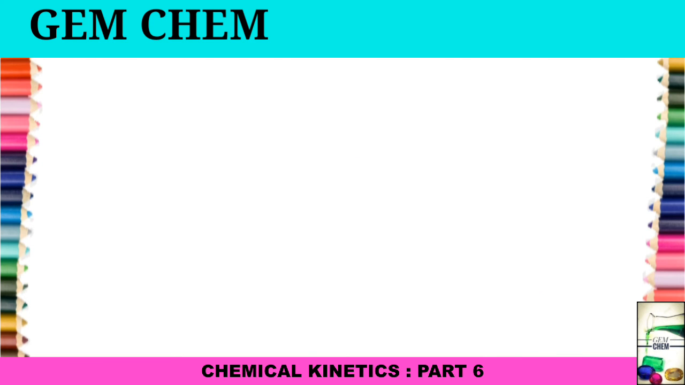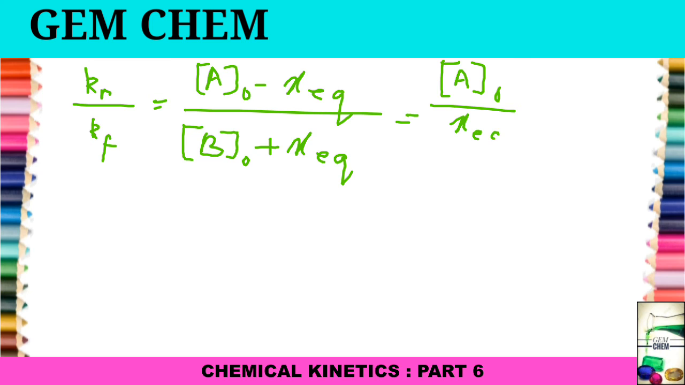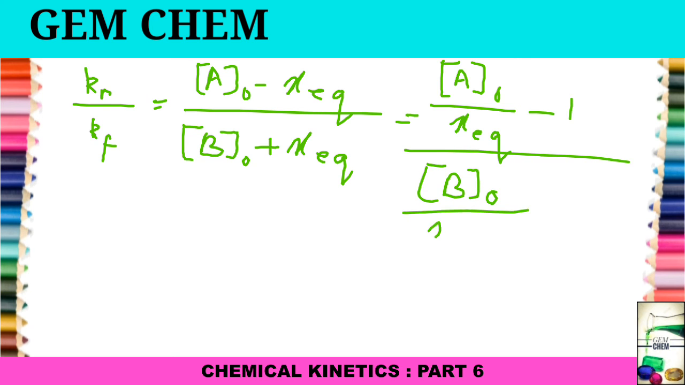Now from equation 1 what we get is: Kr by Kf equals A naught minus X equilibrium by B naught plus X equilibrium. And this is arranged like this, that is A naught by X equilibrium minus 1 by B naught by X equilibrium minus 1. We are taking X equilibrium at the downside of A naught and B naught.